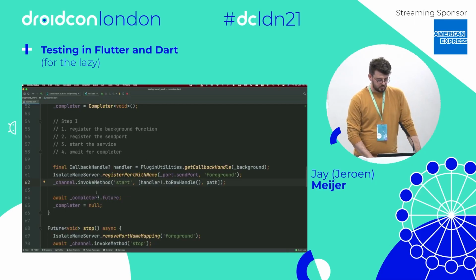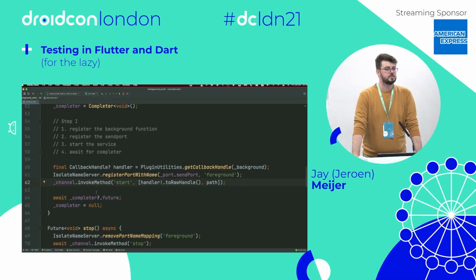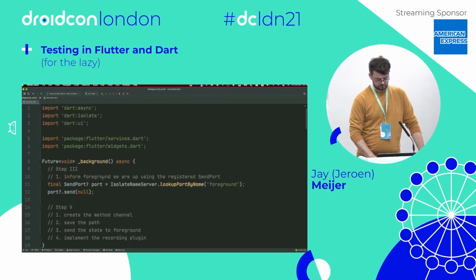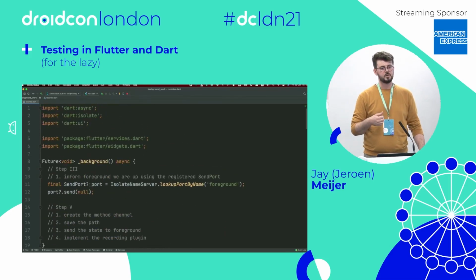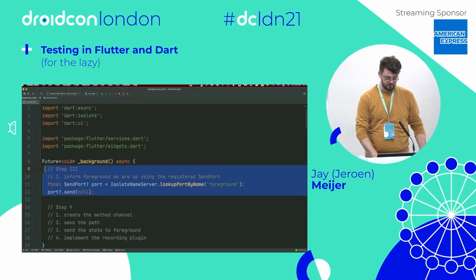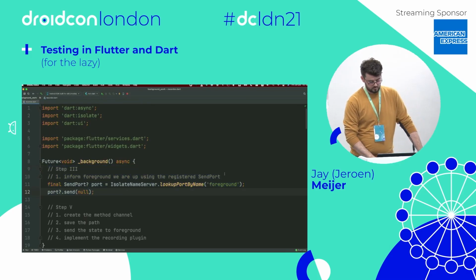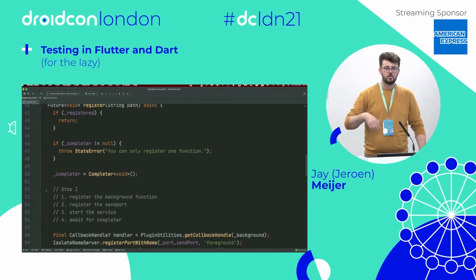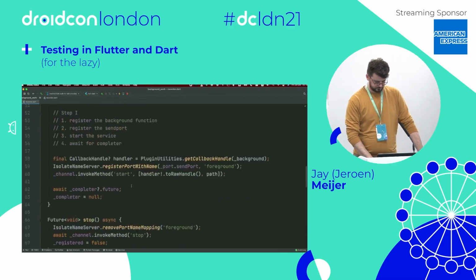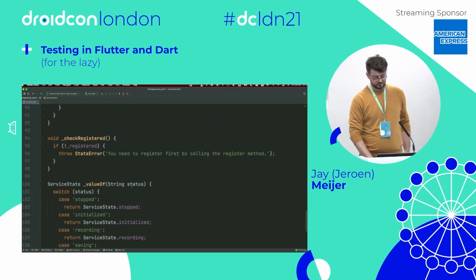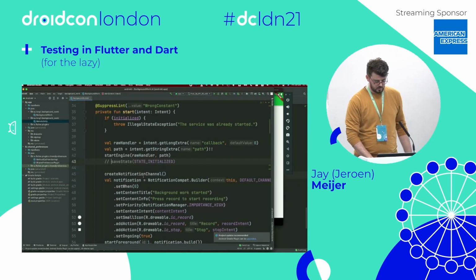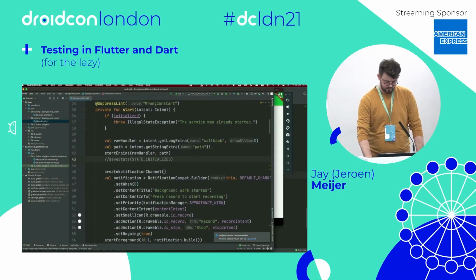Okay, so what did we do? We started a service. The service called our background method, and we informed the foreground that we are ready to receive information from either the notification or the app itself. So now, the next step, we should add this back.